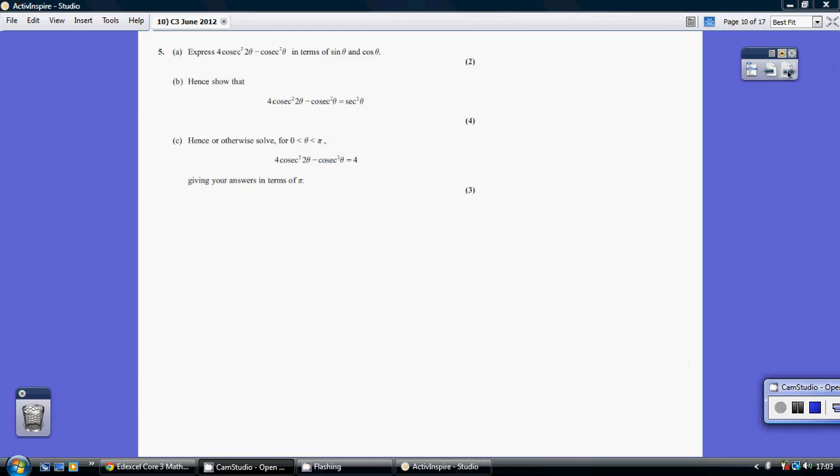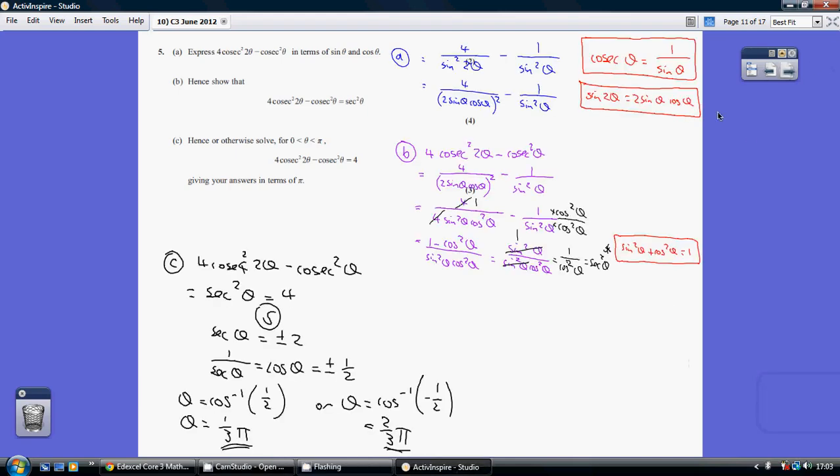Question 5. So I've put here in red the three trig identities that we're going to be using for this question. We've been asked first of all to express it in terms of sin theta and cos theta.